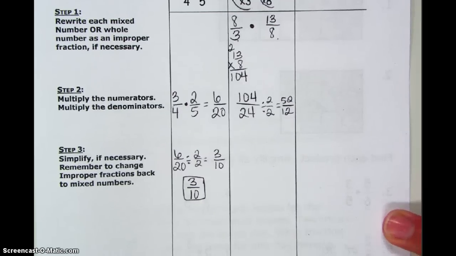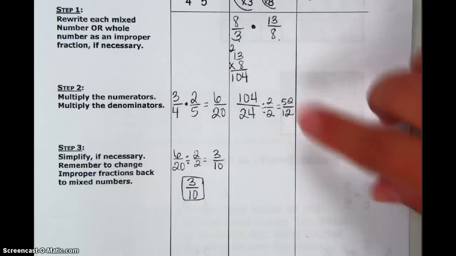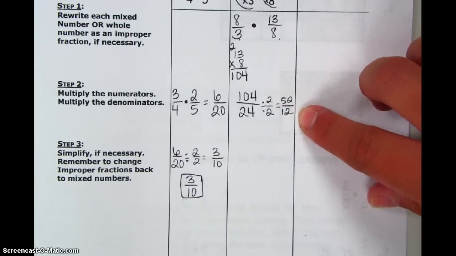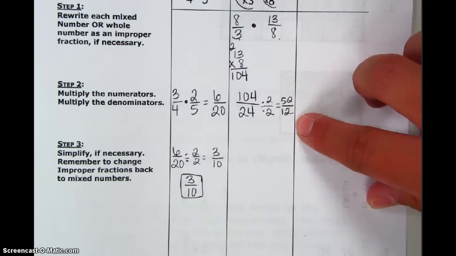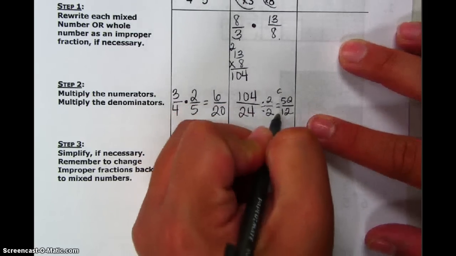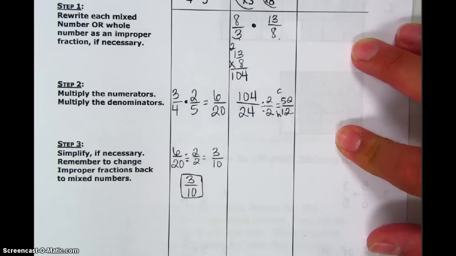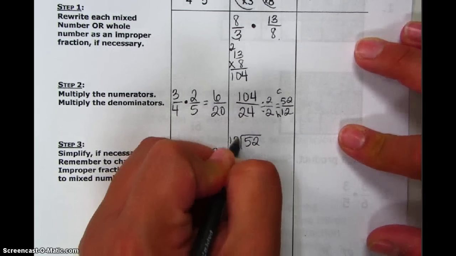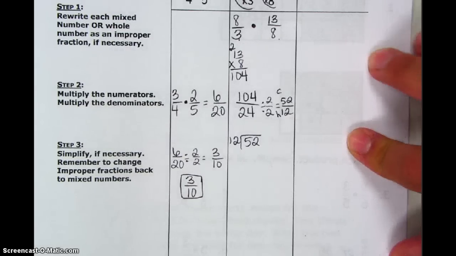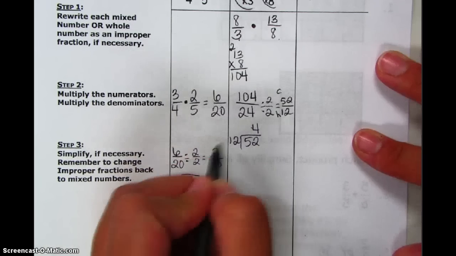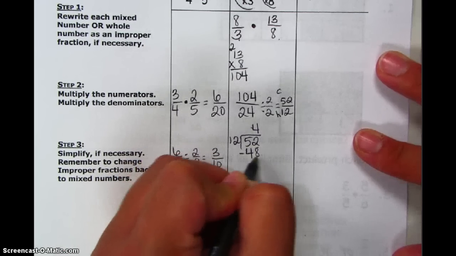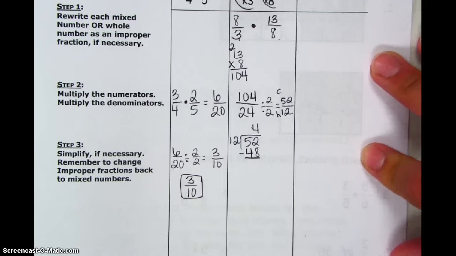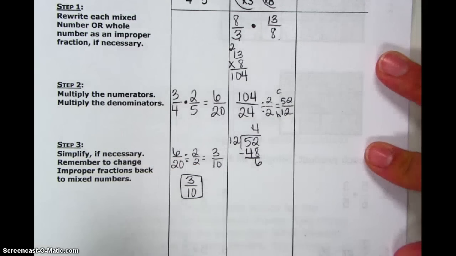Now I still have an improper fraction of 52/12. To change an improper fraction back to a mixed number, we need to do what the fraction tells me to do, and that's divide. 52 divided by 12. That means 52 is my cowboy, 12 is my horse. I'm going to put 52 inside my house, 12 outside. 12 will fit into 52 4 times. 4 times 12 is 48. When I subtract, I would have 6 left.